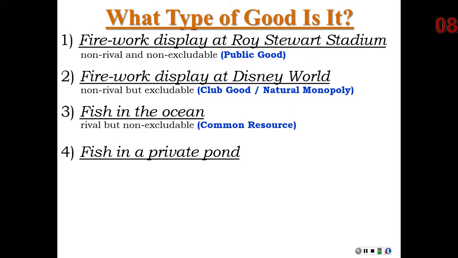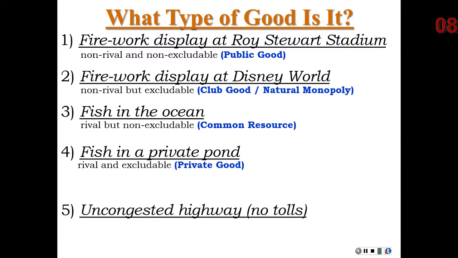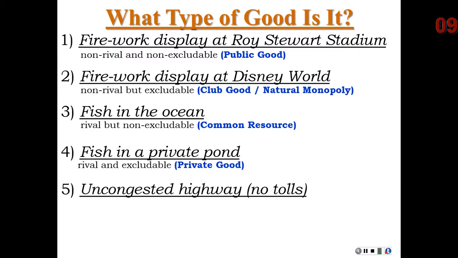What about fish in a private pond? That would be rival, but in this case probably excludable, right? I could probably build a fence or whatever in some way prevent people from accessing my private pond in a reasonable way. So that would be a private good. What about uncongested highways, no tolls? What that means, uncongested simply means that you're the only one on that road pretty much ever.